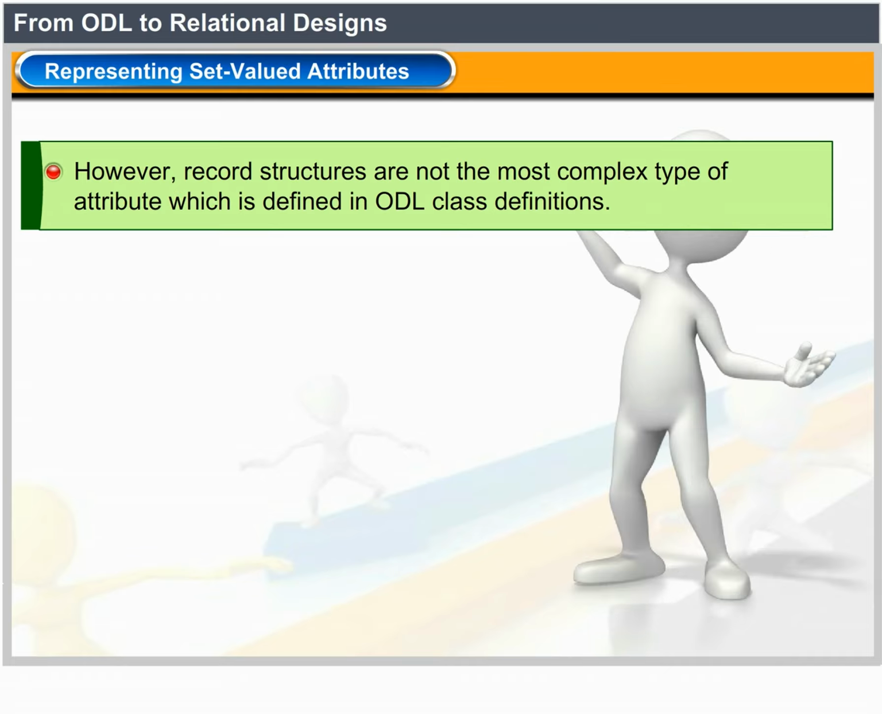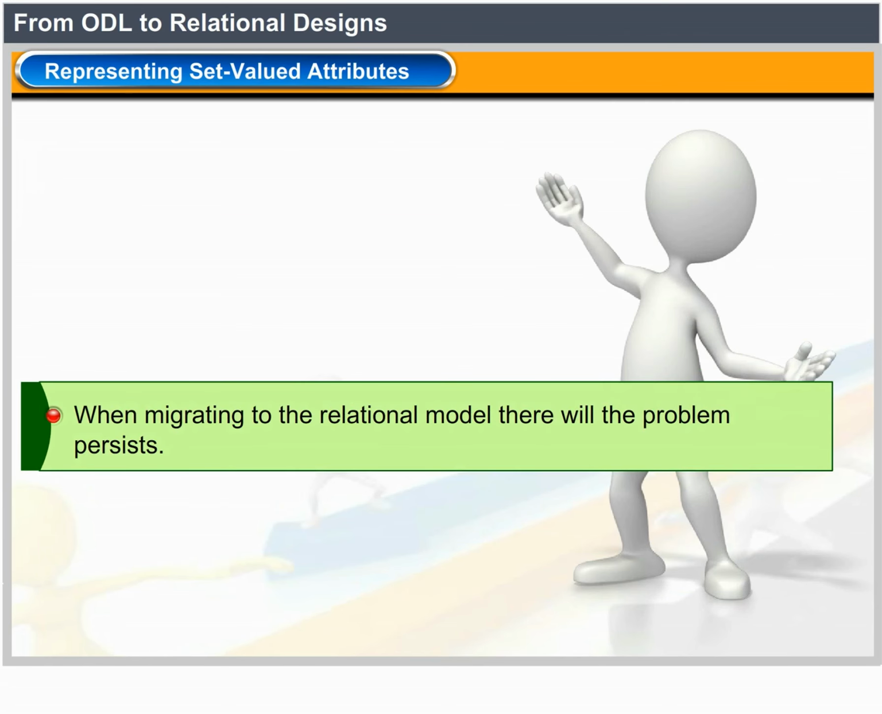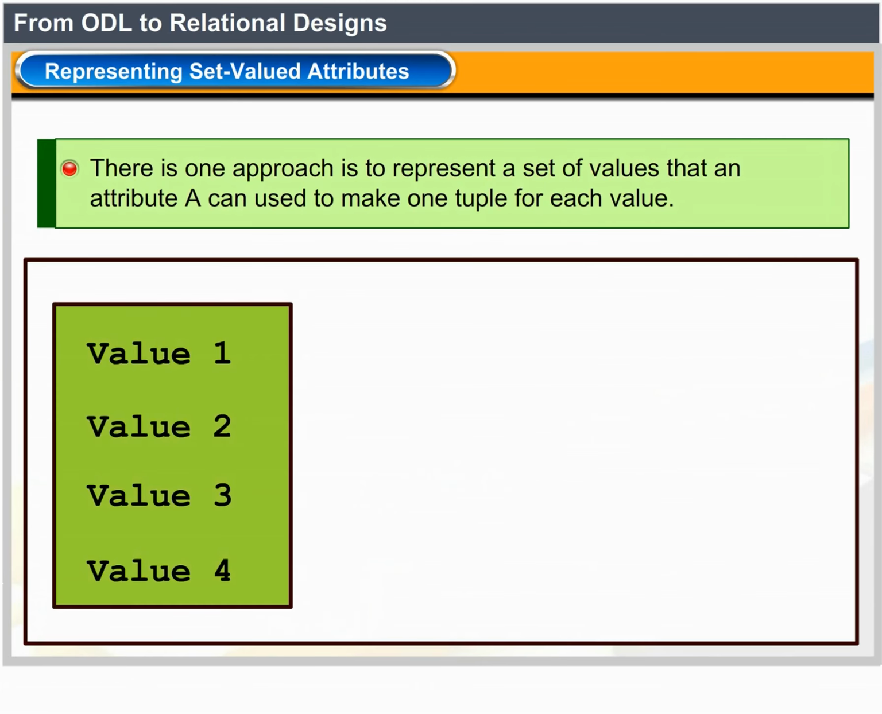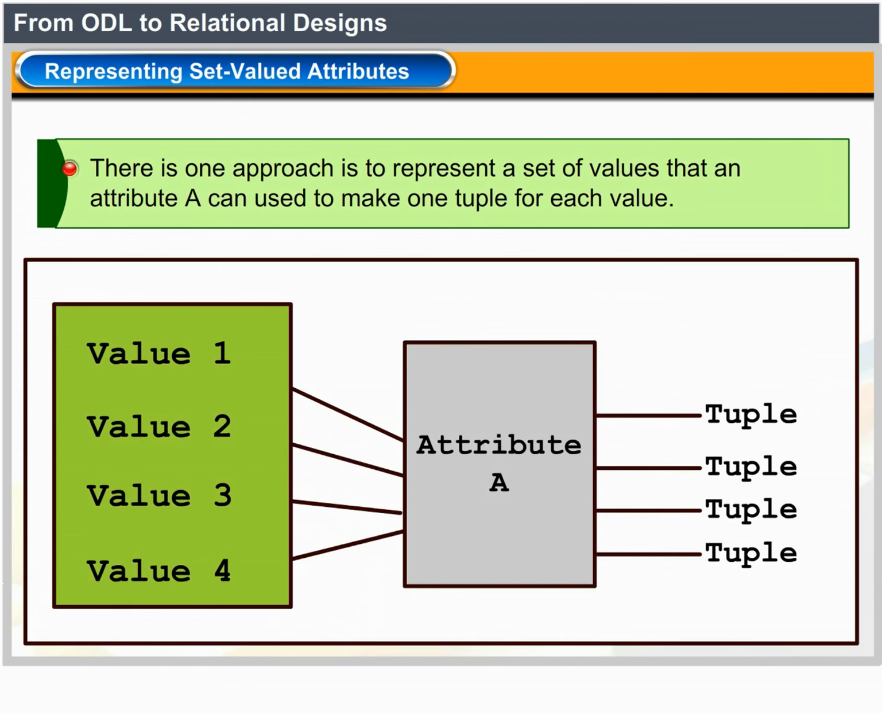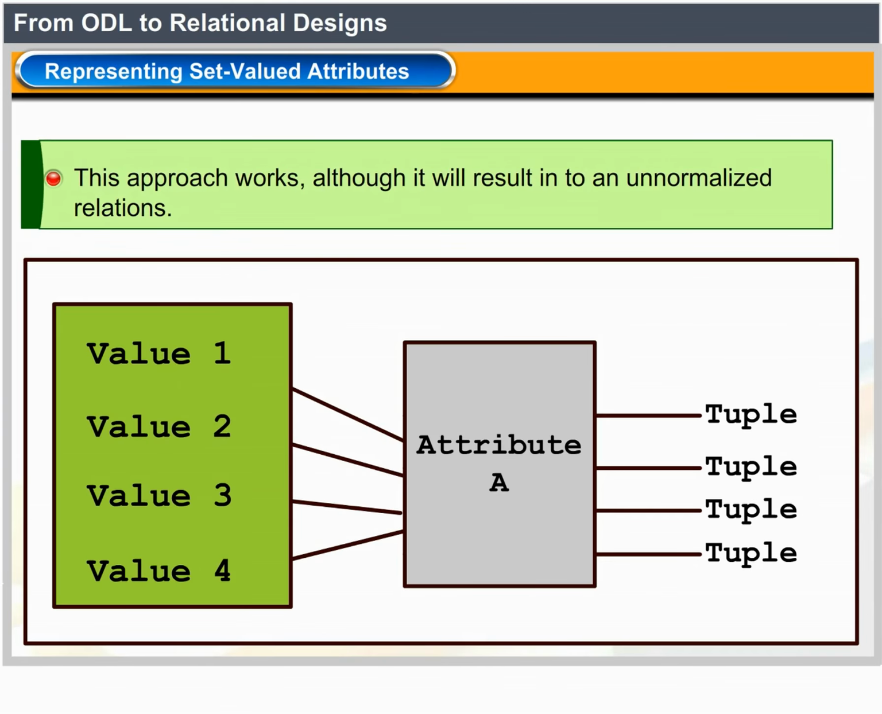Values can also be built using type constructors: set, bag, list, array, and dictionary. Each presents its own problems when migrating to the relational model. One approach to representing a set of values for each attribute A is to make one tuple for each value. The tuple includes the appropriate values for all the other attributes besides A. This approach works, although it is likely to produce unnormalized relations.